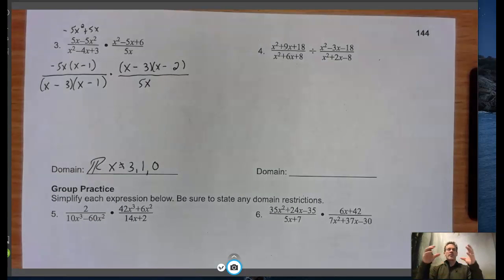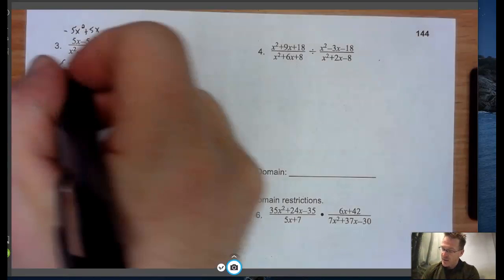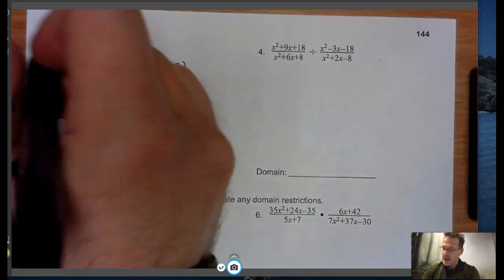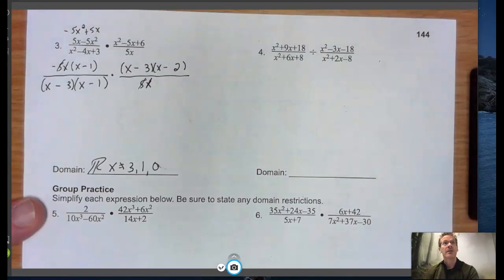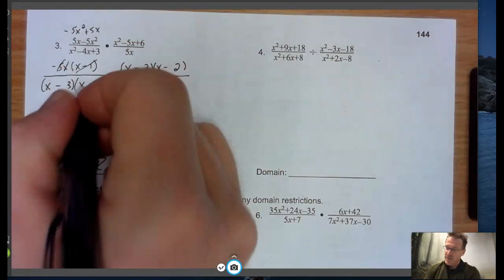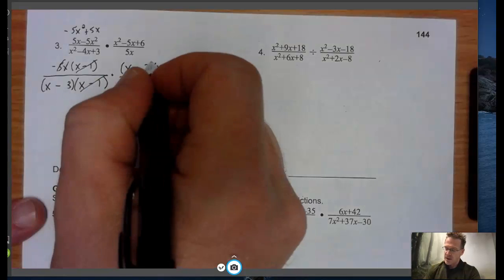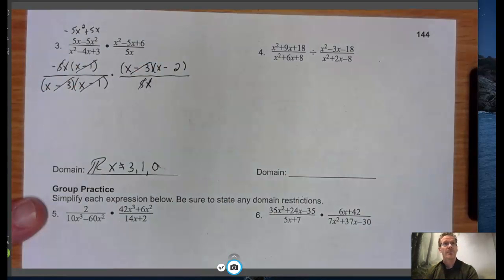And now we want to start looking for those common factors. So 5 divided by 5 is 1. x divided by x is 1. x minus 1 divided by x minus 1 is 1. x minus 3 divided by x minus 3 is 1. So now we want to look at what's left.